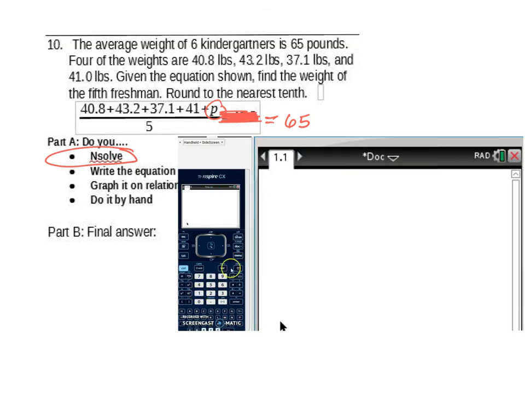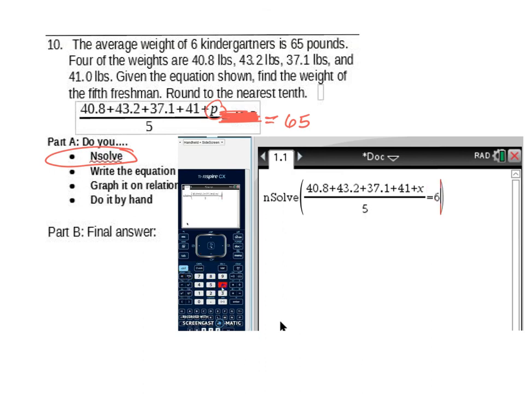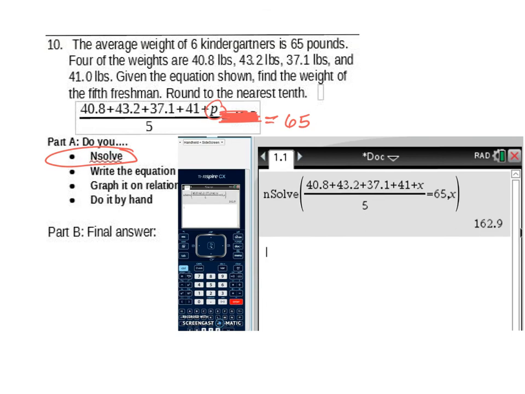When you go to calculator, you're going to type in menu 3-1, and now you're going to press control division, and we're going to type in all those numbers. So you have 40.8 plus 43.2 plus 37.1 plus 41 plus x all over 5 equals 65. Now, I forgot to put comma x, so I'm going to go back, comma x, and my answer is going to be 162.9. Okay, so I went over the 10.